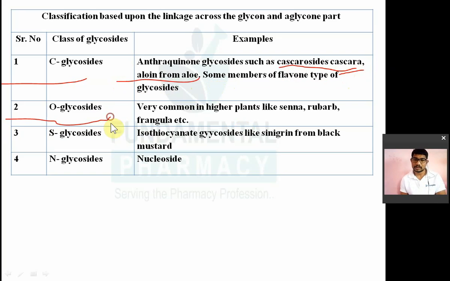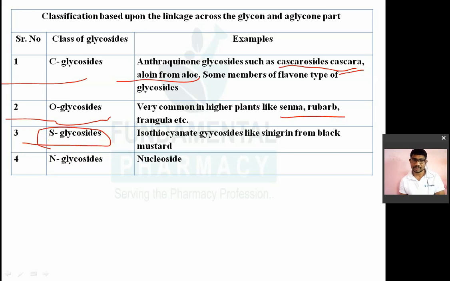Next one is O type glycosides. Here oxygen will be the atom that is involved in the glycosidic bond. It is very common in plants like Senna, rhubarb, and Frangula. Then the next one is S glycosides. S means sulfur containing glycosides.